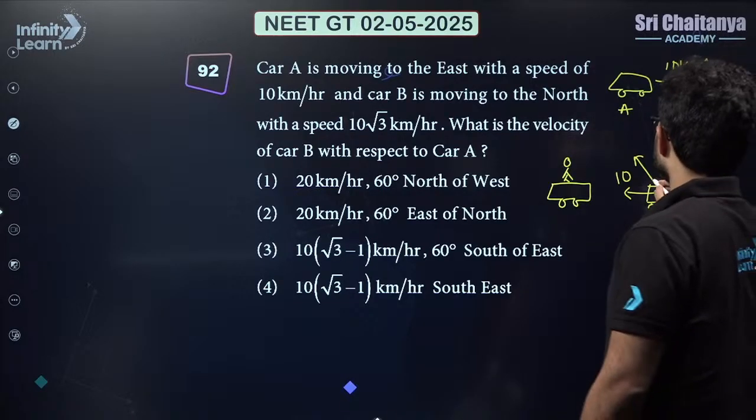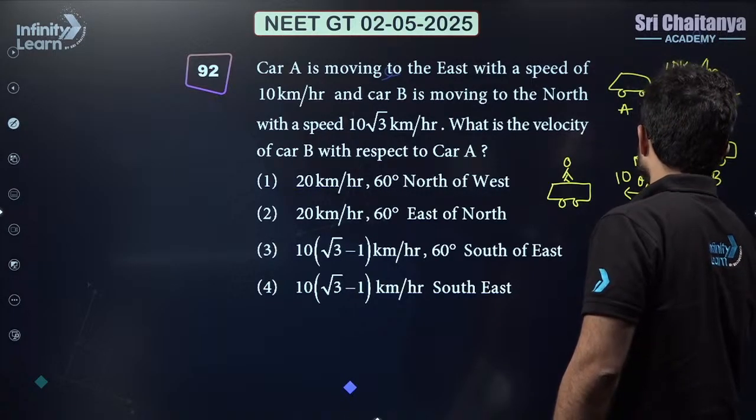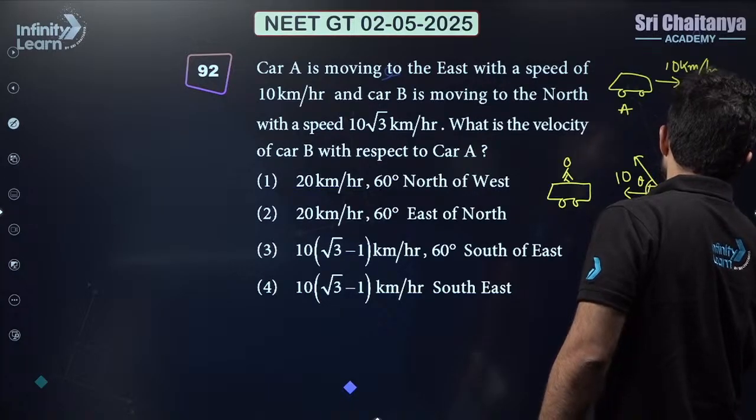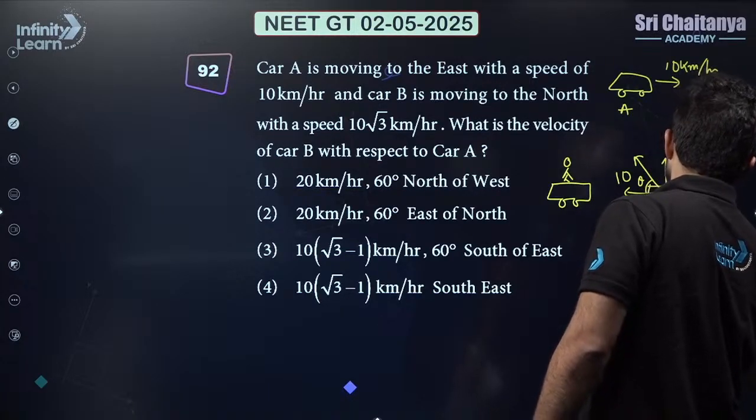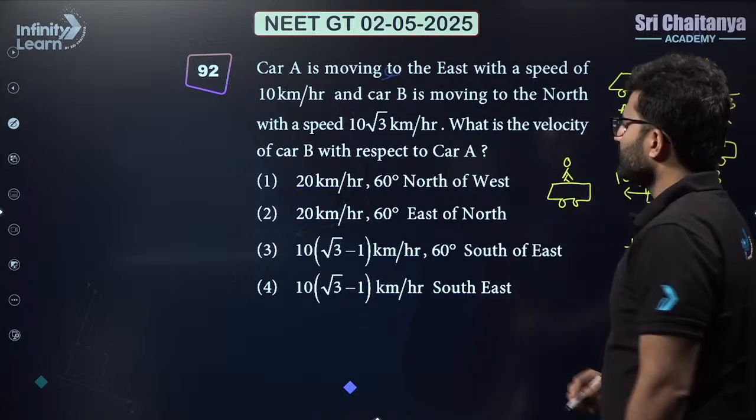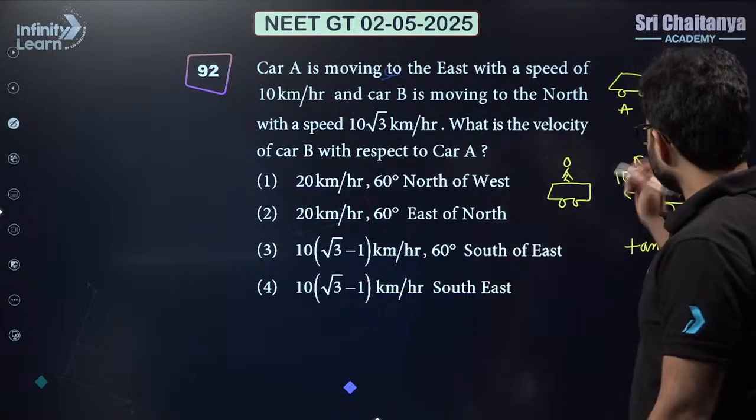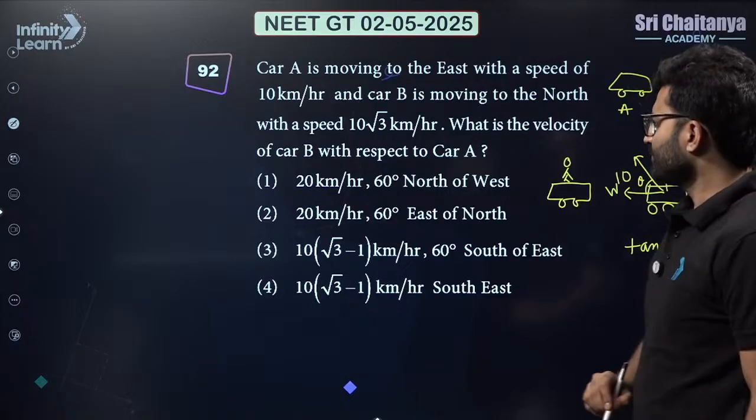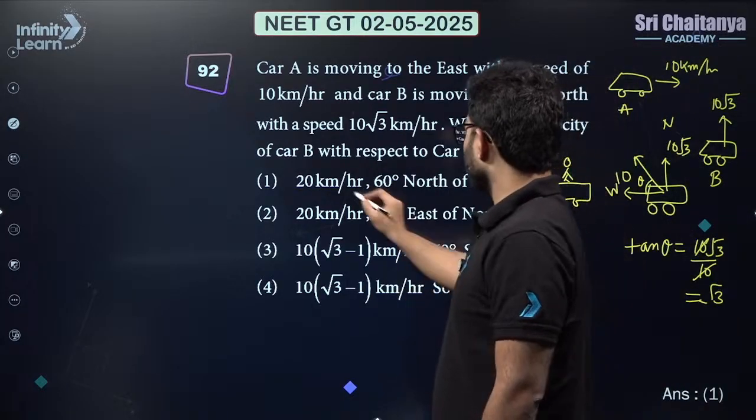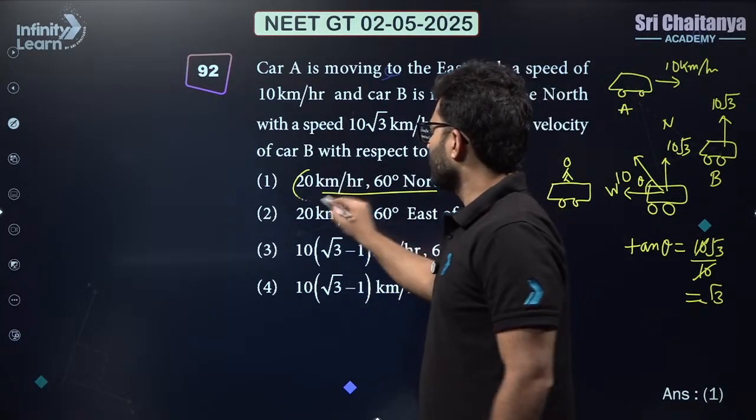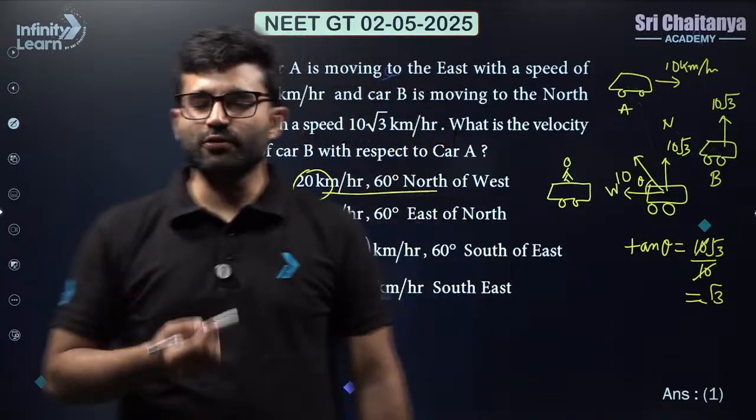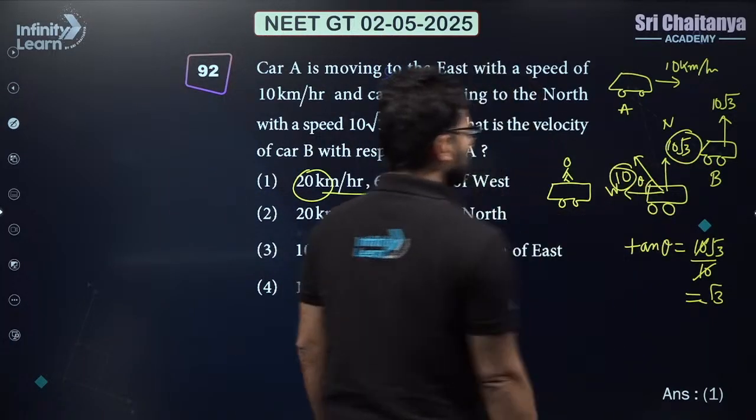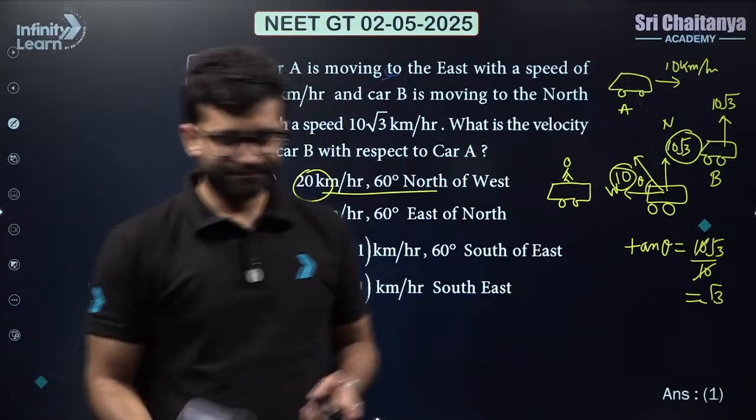So I can fairly calculate, very simple, this theta. What is tan theta? Tan theta would be 10 root 3 divided by 10, which is root 3, which gives me theta as 60 degrees, right? So you can see that this is basically north, this is west. So this is north of west, right? So 60 degrees north of west, I have only one option. And you can also calculate the magnitude, 20. How? Root over this square plus this square, right? So that will give you 20, correct?